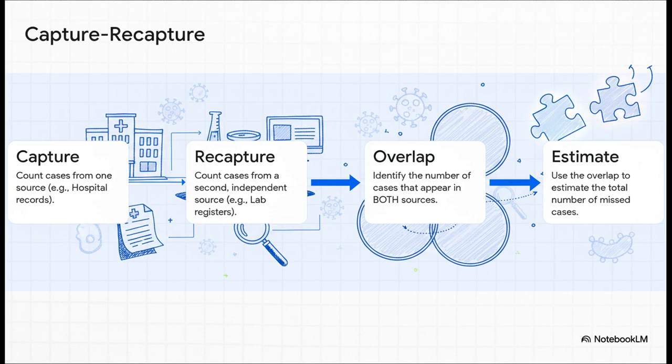So here's how it works. First, you capture cases from one data source, let's say all the official hospital records. Then you do a second, totally independent recapture using a different source, maybe private lab registers. Now here's the key. You look at the overlap. How many names appeared on both lists? The size of that overlap, believe it or not, allows you to statistically estimate how many cases were missed by both systems completely. It's brilliant.